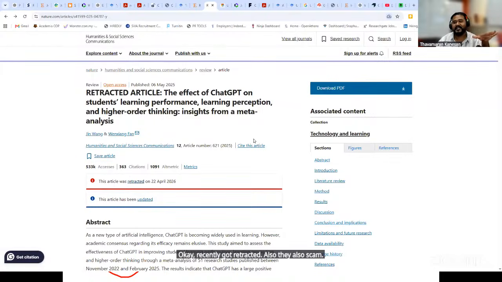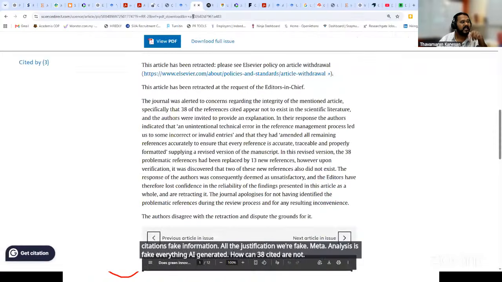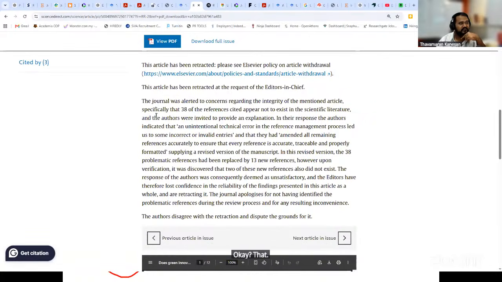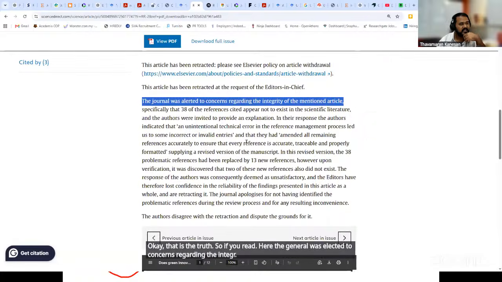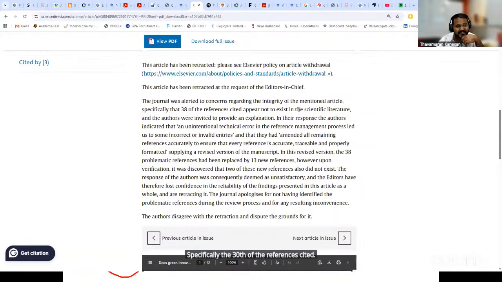Also, they scammed the paper. Too many fake citations, fake information. All the justification was fake. Meta-analysis fake. Everything AI generated. How can 38 cited references not exist? Because it was all AI generated. That is the truth. So if you read here, the journal was alerted to concerns regarding the integrity of the mentioned article. We come back to the Elsevier paper. Specifically, 38 of the references cited appear not to exist in the scientific literature.